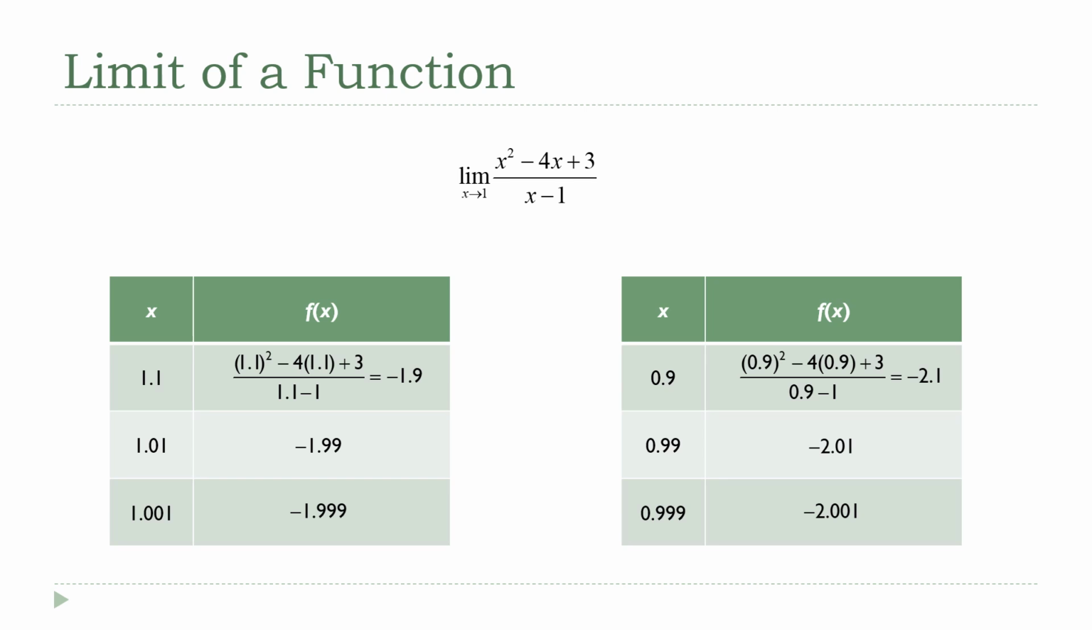And this is going to be an important point down the road when we get into that technical definition. Both sides have to be going to the same number. And that's what I see here. Right? I see that both of these values seem to be getting closer and closer to negative 2. So that's what I'm going to say the limit is.